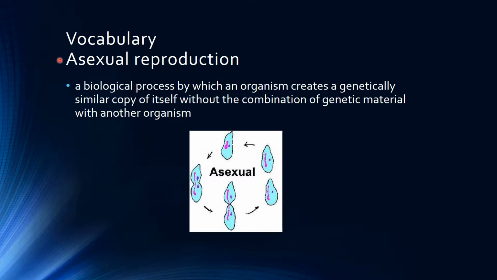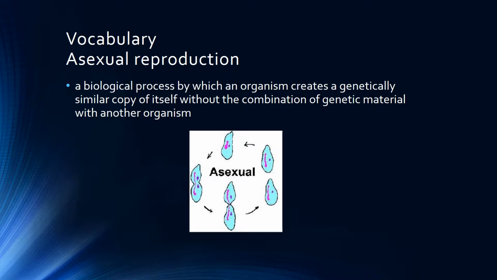Asexual reproduction is a biological process by which an organism creates a genetically similar copy of itself without the combination of genetic material with other organisms. So we start out with one, and it goes and makes itself into two, so that the two that result are almost exactly the same. It starts out with one. It doesn't need two in order to get a copy of itself at the end.